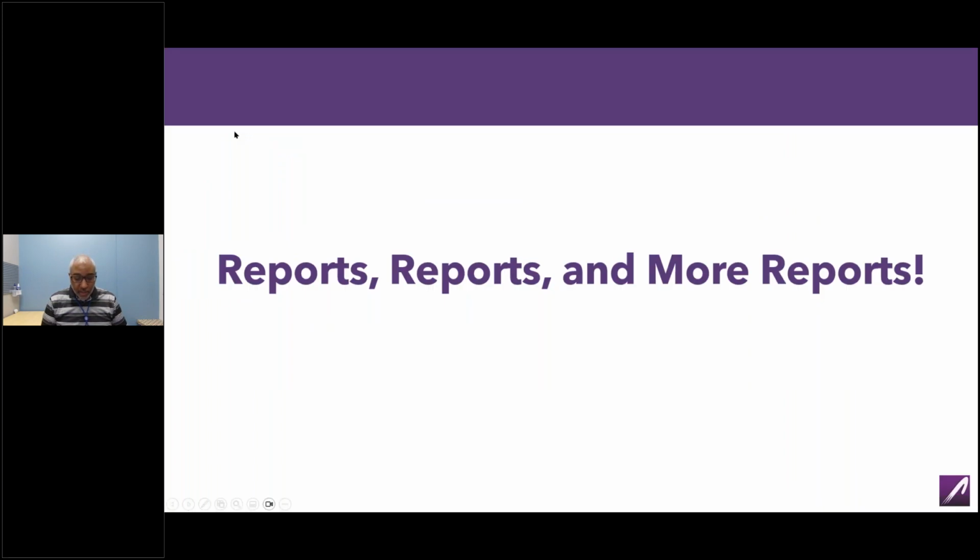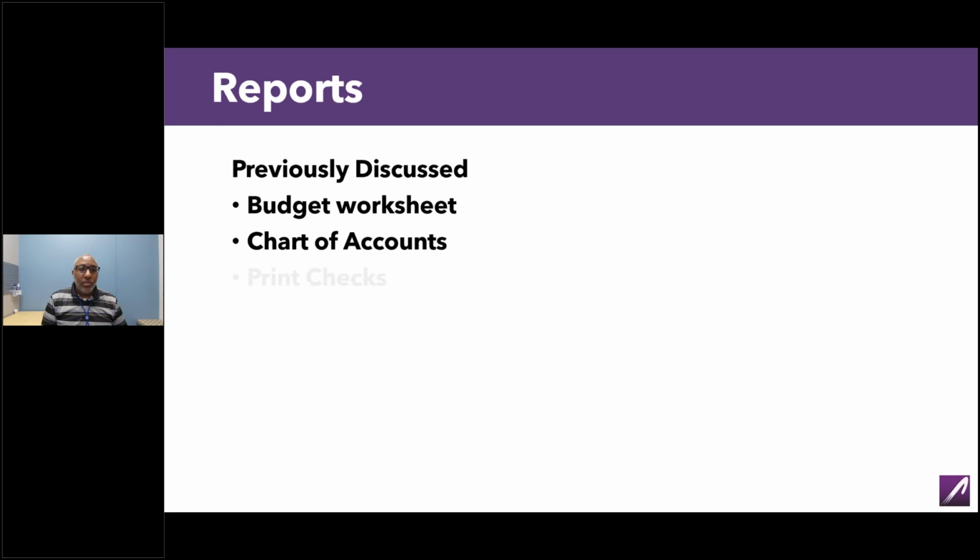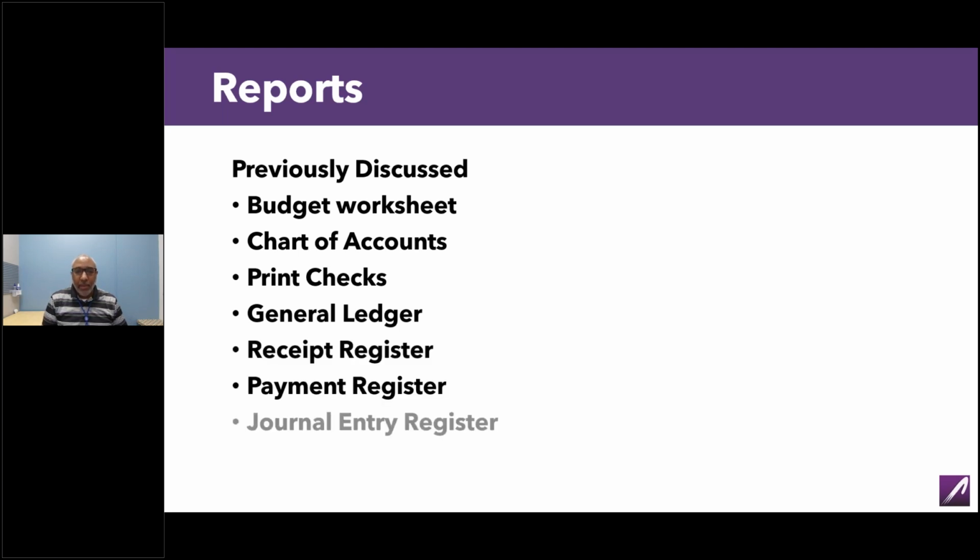So let's go back to our PowerPoint presentation. Reports previously discussed. Let me run through that list real quick. We talked about in session 1 the accounts and budgets training. We went through the budgets worksheet and the chart of accounts report. Then in the second training session, vendors and transactions, the one from yesterday, we went through print checks, general ledger, the receipt register, the payment register, and the journal entry register. So we've covered quite a few of the reports that people use in the first 2 sessions. In the third session, we'll cover the ones that we haven't.